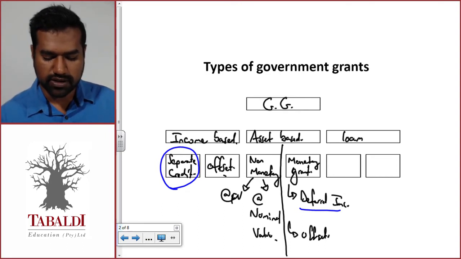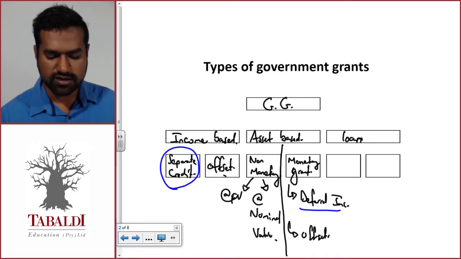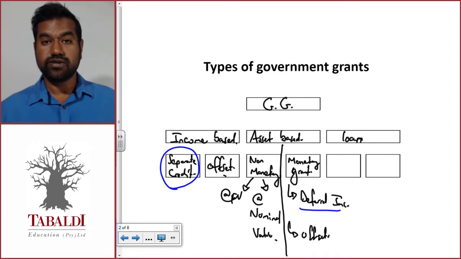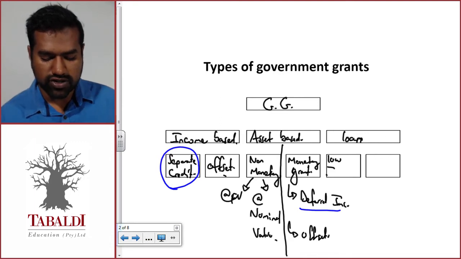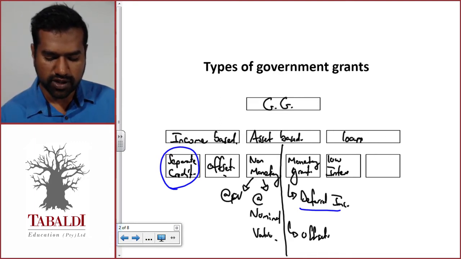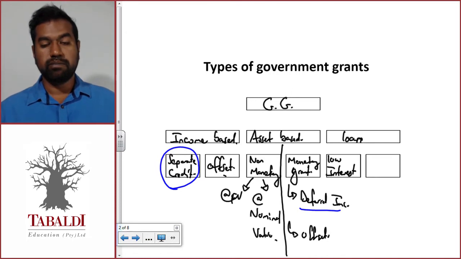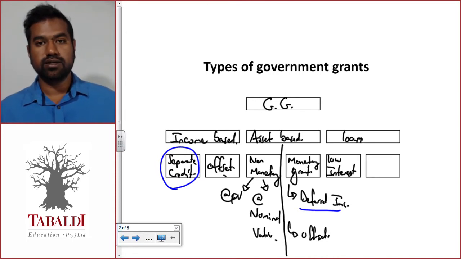So this will mean we'll have a transaction with the government that entails a loan. The first form of loan that we can get is a low-interest loan. This means that the benefit we're getting between the rate that we have with the government and the market-related rate will be the grant portion.